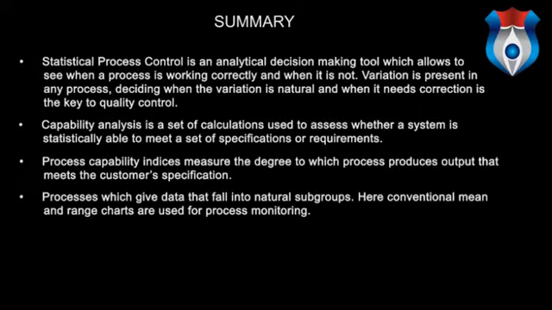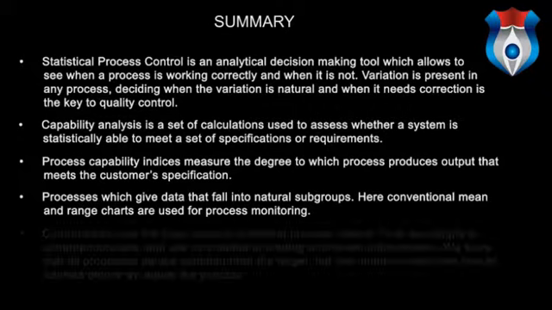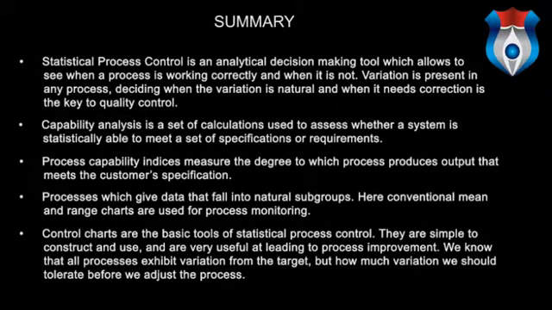Processes which give data that fall into natural subgroups: here, conventional mean and range charts are used for process monitoring. Control charts are the basic tools of statistical process control. They are simple to construct and use and are very useful at leading to process improvement. We know that all processes exhibit variation from the target, but how much variation should we tolerate before we adjust the process?